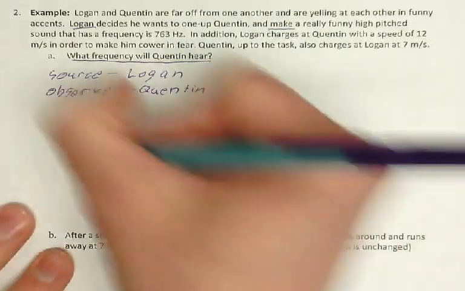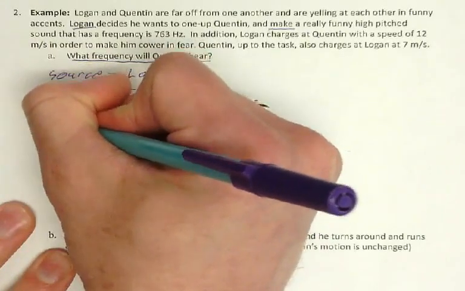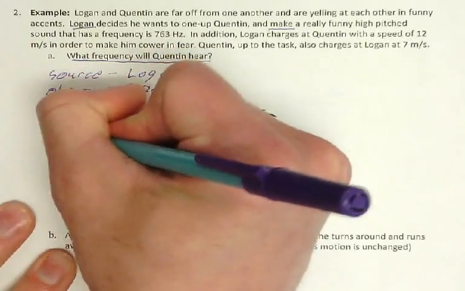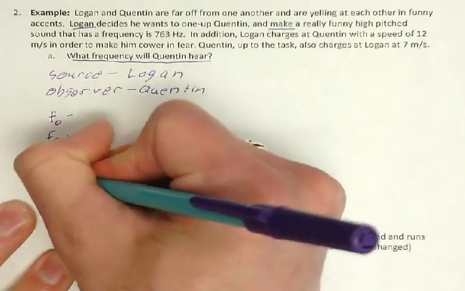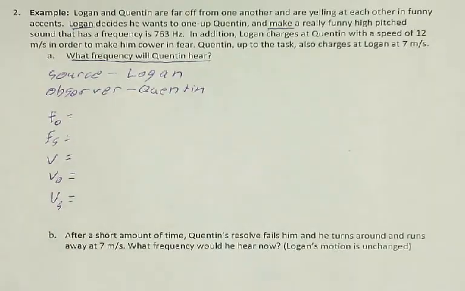Once you've done that, you need to label what the different values are. And the values are always FO, FS, V, VO, VS. So when I do these problems, and it's pretty obvious when you're doing these problems, it's going to be a Doppler effect problem. It's going to talk about sound and speed and that. It's very obvious if it's a Doppler effect problem. Okay? So I just write all 5 things down. And then I go in and I figure out what they are.